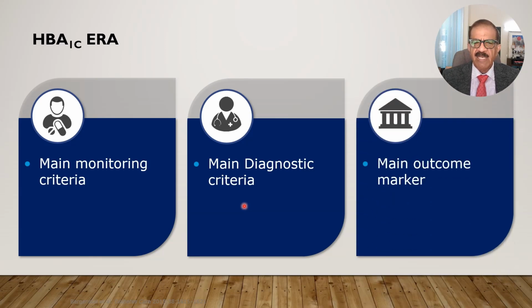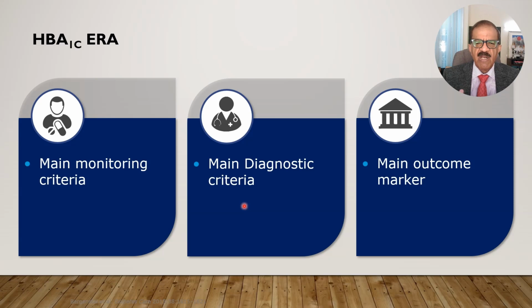And then finally, the main outcome marker was also based on A1c. Many studies have shown that 1% lowering of A1c has significant advantage in microvascular complication prevention, and also some advantage in macrovascular complications. So A1c was used as a goal also. So this is the history of A1c.